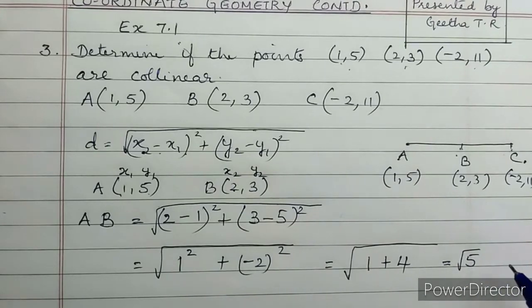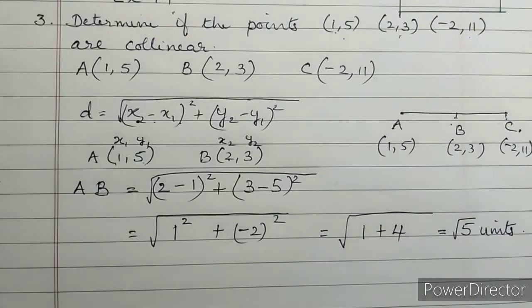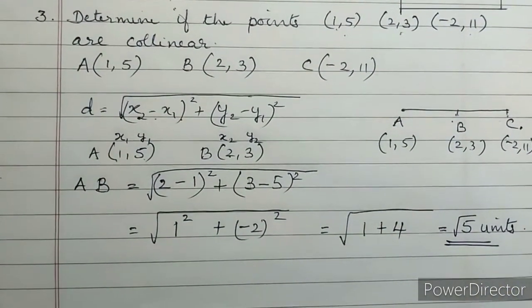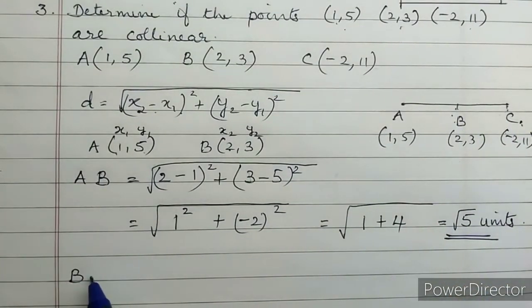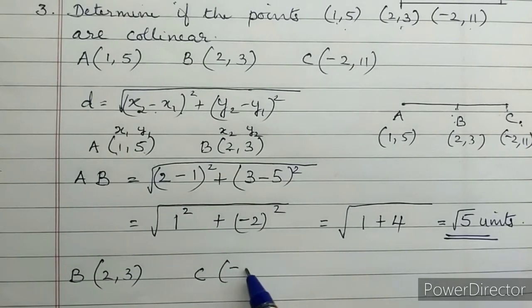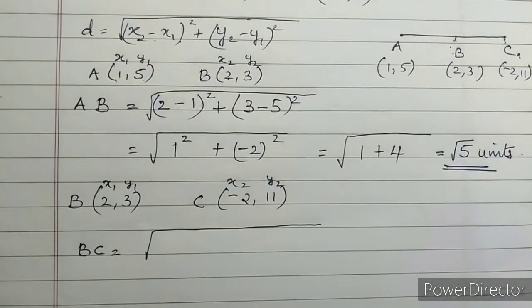What unit will you write? You have to write units. Don't forget that. So now you got the AB value, the first length. Now what you have to find? You have to find BC. So for BC, B first you write (2, 3) and C (-2, 11). So put x1, y1, x2, y2. BC equals square root of. The same method you have to follow.